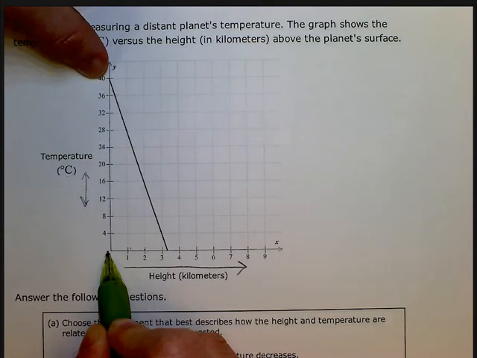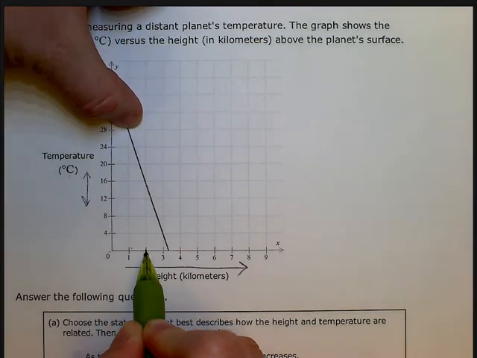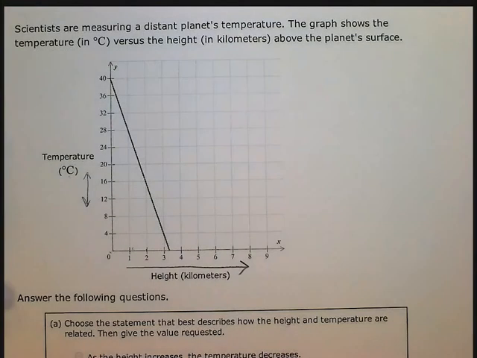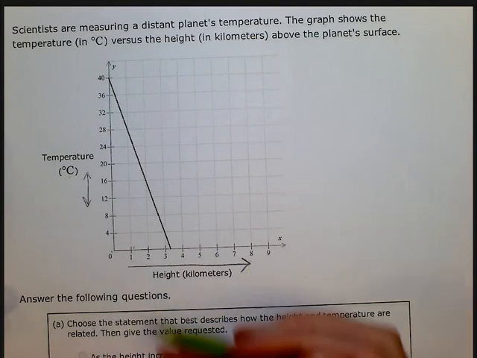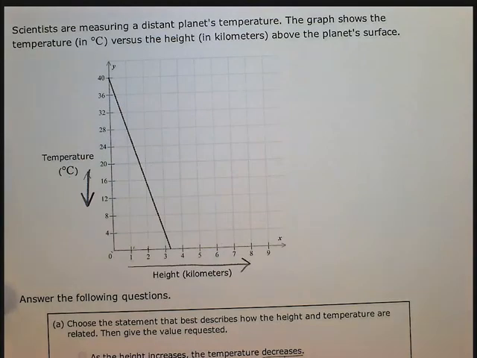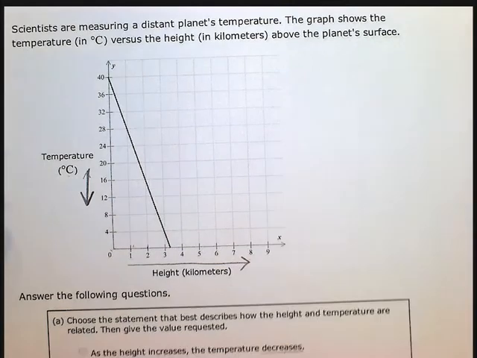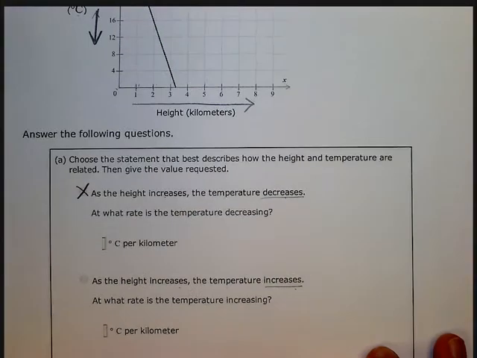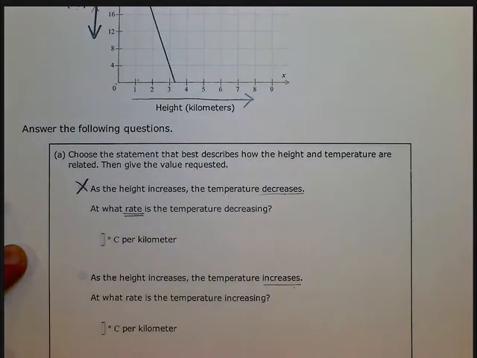At 0, it's about 40. At 1, it's about 28. At 2, it's about 16. At 3, it's about 4 degrees. So as these numbers get higher, I'm watching my temperature drop. It's going down because as I get higher, my temperature is decreasing. So I'm going to go ahead and choose this first one and then look for the value that they're asking for. It says, at what rate is the temperature decreasing?